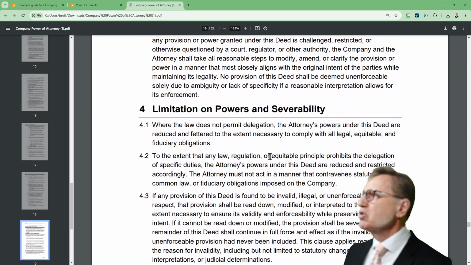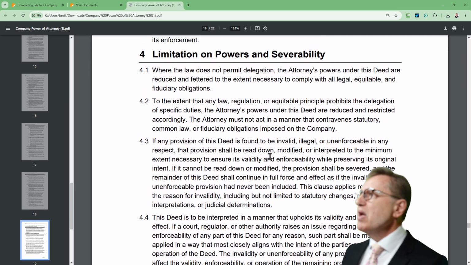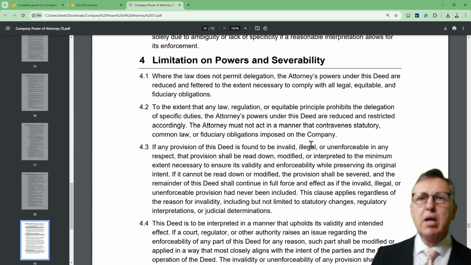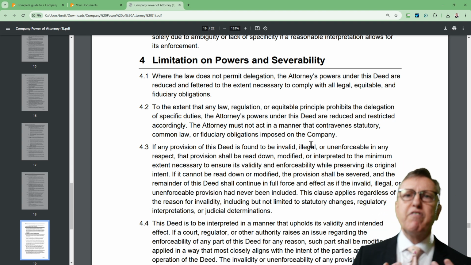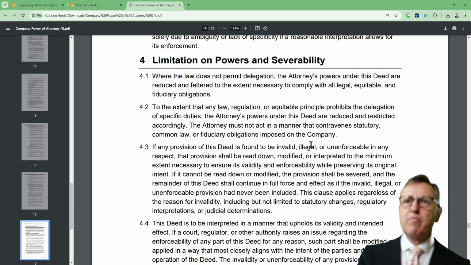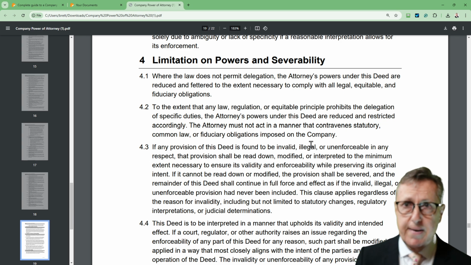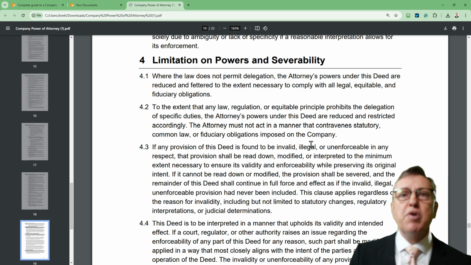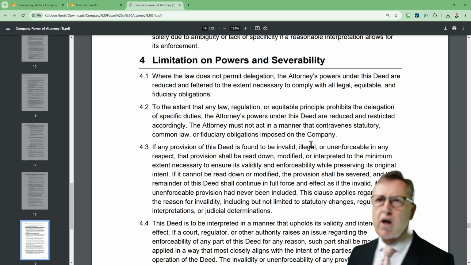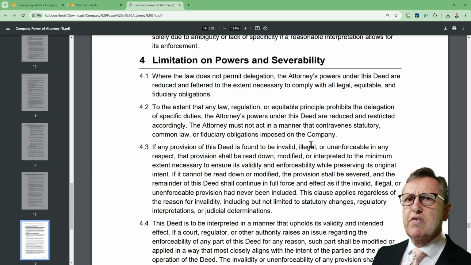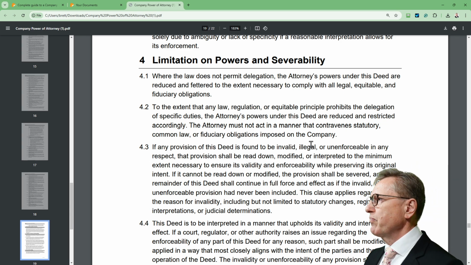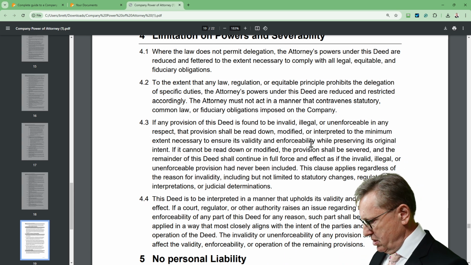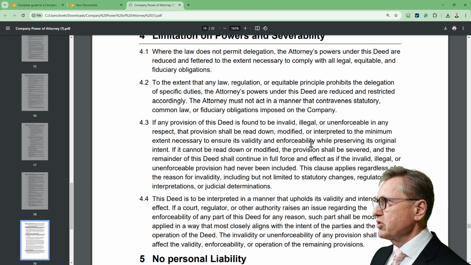So what clause 4 is saying is that where something is in the deed which offends a law, so that law may have been in Adelaide, South Australia, then this clause will just put a blue line through it, but the rest of the document is still valid. So it's called a severability clause or blue line principle. Critically important for company powers of attorneys. Let's have a look at the next section.